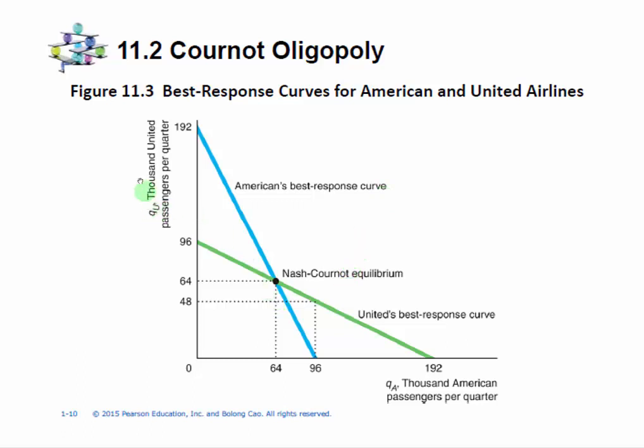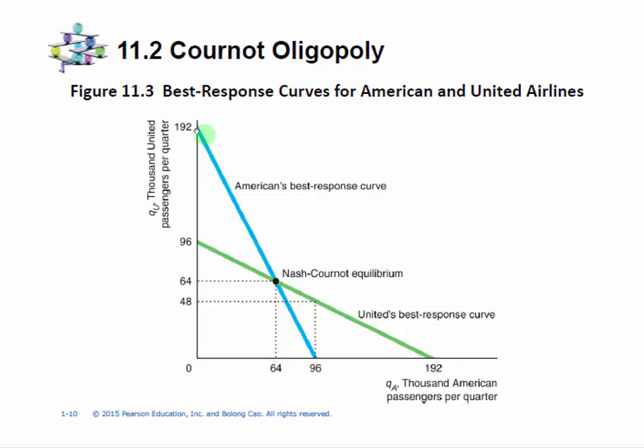If the quantity supplied by United Airlines, QU, is 0, we have seen that in that situation, American Airlines will be the monopoly in this market, and the monopoly output level is 96. So QA equals 96 when QU equals 0, the monopoly output. And then if QU equals 64, QA set by American Airlines will be 64 as well.